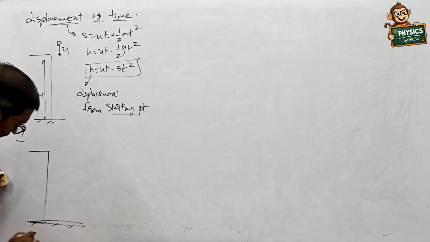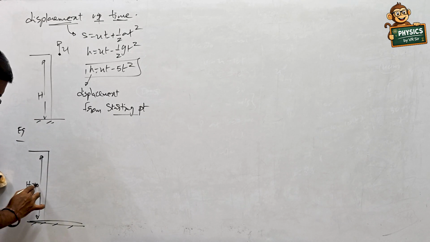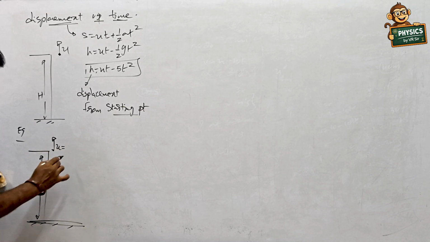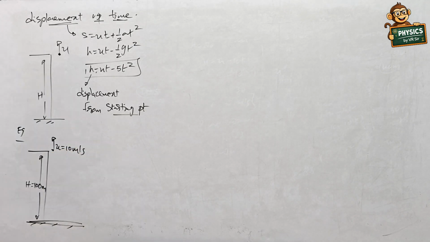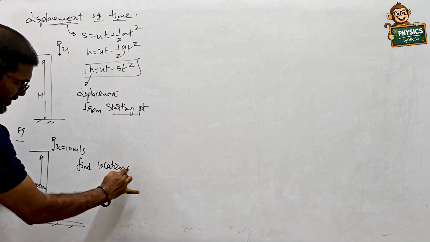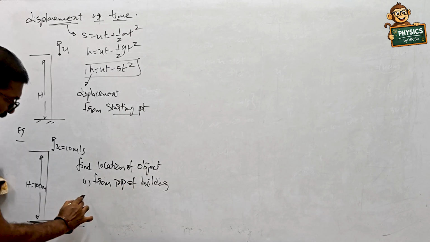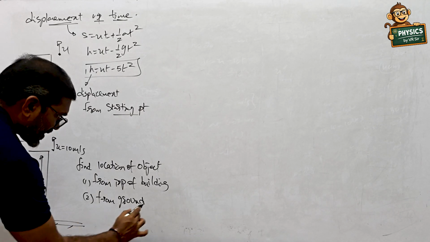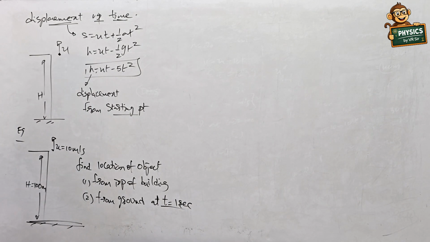So this is the height of the building h, and it is given as 100 meters. And the object is thrown up with a speed of u is equivalent to 10 meters per second. Now they are asking us, question number 1, find location of object. One is from top of building, and the second one is from ground. So at what time? At t equivalent to 1 second. Let me take the simple one for the time being.